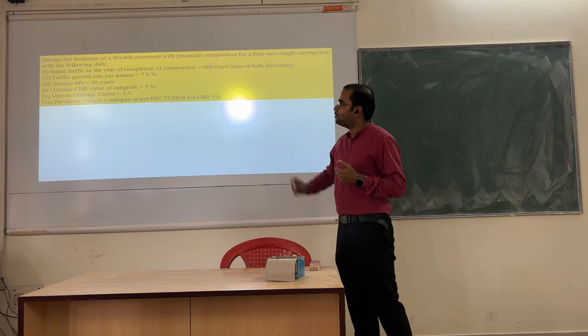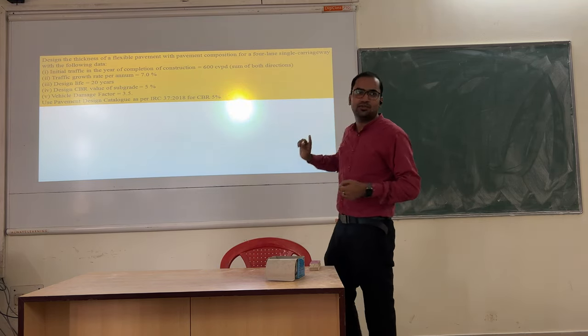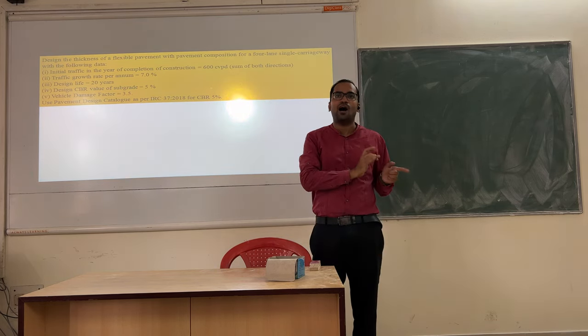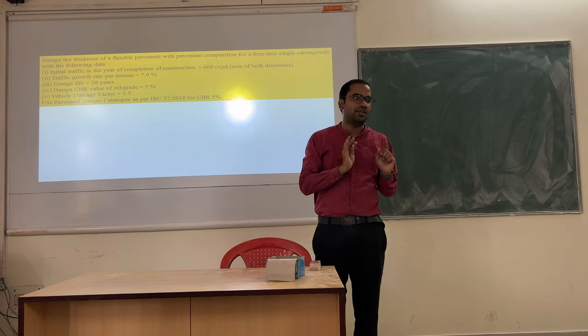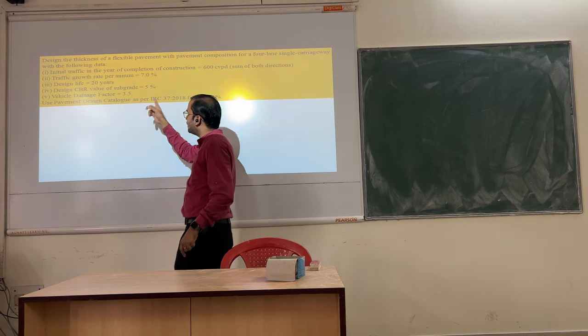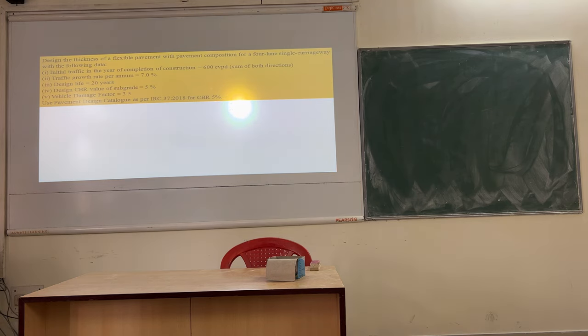Then initial traffic in the year of completion of construction. One thing is clear, that single carriageway is given, that means it is sum of both directions. So you will not have to half this value. 600 will be the intact value. There is no need to halve it. Then traffic growth rate is 7%. Design life 20 years. Your design CBR value 5%. So that is not required now for the calculation. Then vehicle damage factor 3.5. So you have to calculate first the N value.